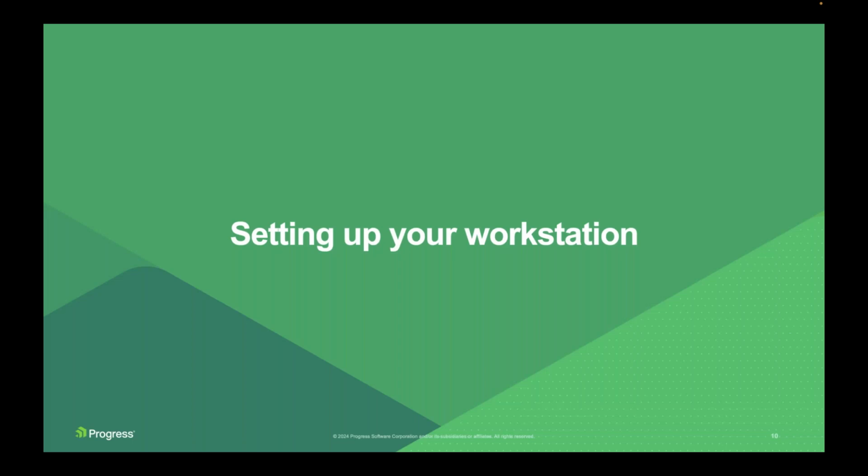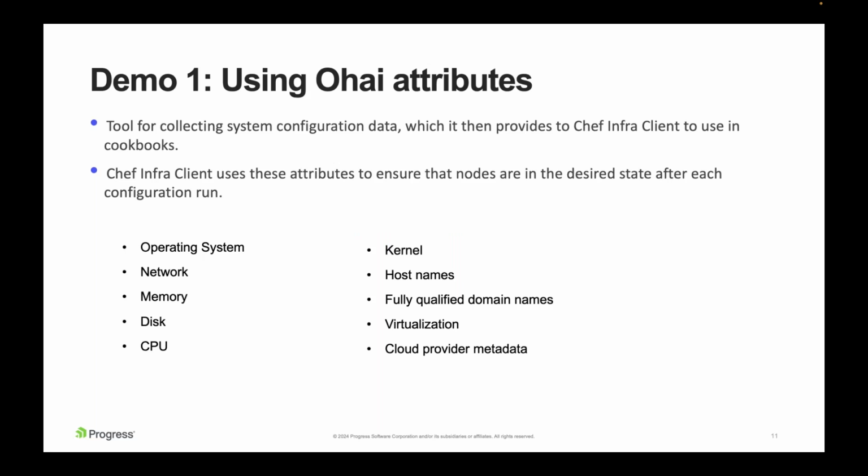So setting up your workstation, this is sort of my segue to the technical demos. First, if for some reason you guys are still stuck using Chef DK, please upgrade to Workstation. Workstation bundles all of the Chef capabilities into one. And if you have your cookbook in check, we'll dive into the first demo. As I mentioned, what Ohai was earlier, it's a tool for collecting system configuration data, which it then provides to the Chef Infra client to use in cookbooks.